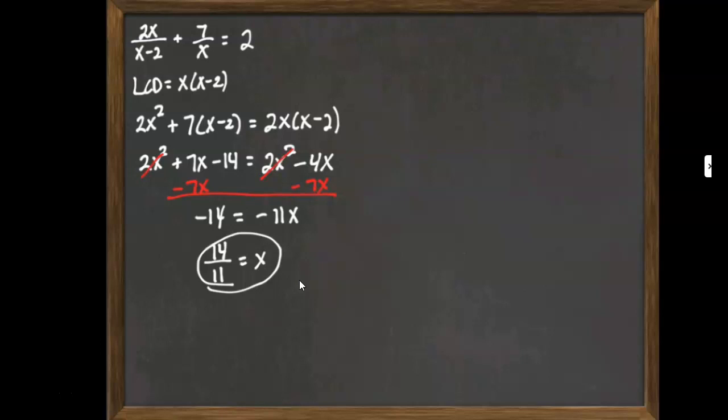But hold on, we're not quite done yet. Is that really the answer to the equation? Well, we have to verify that that answer is okay as far as the common denominator goes. The common denominator here would be 0 if x was 0 or 2. 14 over 11 isn't 0 or 2, so it doesn't make the common denominator 0, and therefore it is an acceptable answer. Okay, so that's our solution there, x equals 14 over 11.